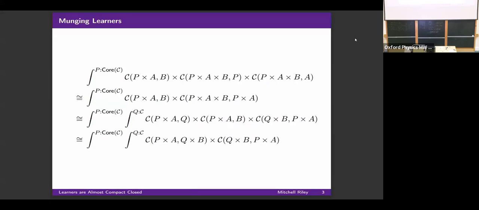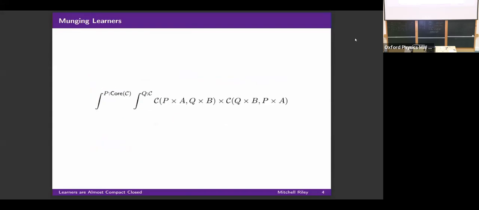Now I'm just going to copy this to the next slide, hopefully. Yeah. So this is just the last line again, no changes. And already there's something nice about this, which is that the actual maps involved here are completely symmetrical between these two things.